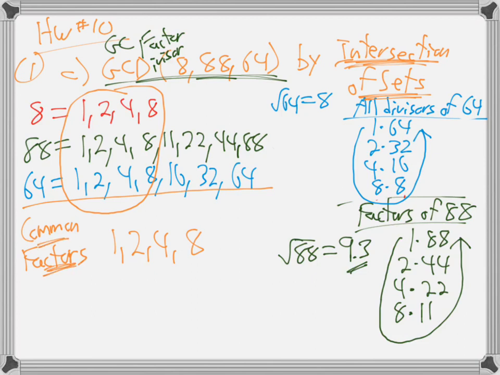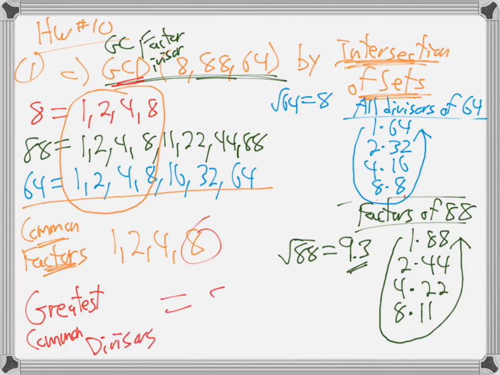So then, having done all that, what was the original question? The GCD. What's the greatest among the common divisors or factors? The greatest is 8. So it's 8, and we're done. 8 is the biggest number that divides evenly into 8, 88, and 64.